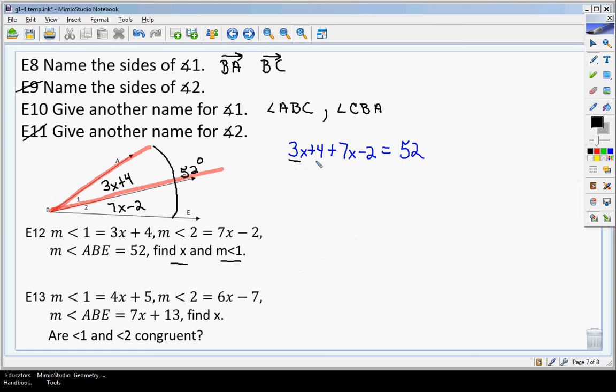Combine like terms, 3x and 7x, 10x. 4 minus 2 is plus 2. Get rid of the 2. 10x is equal to 50. Divide by 10. X is going to be 5.